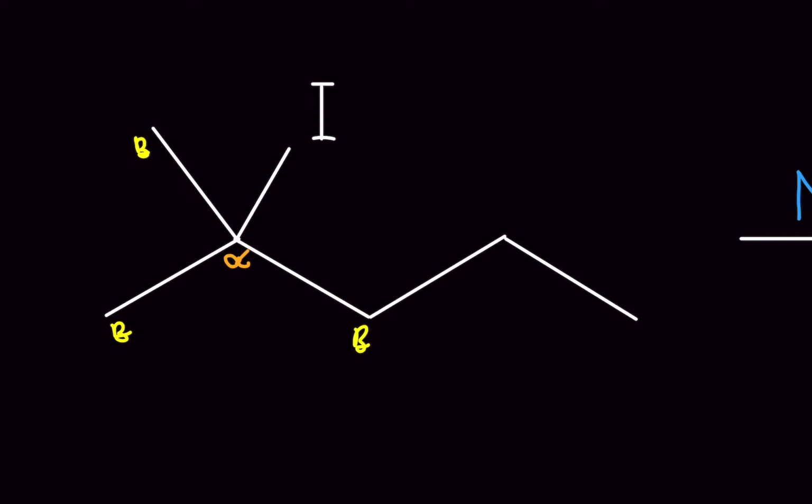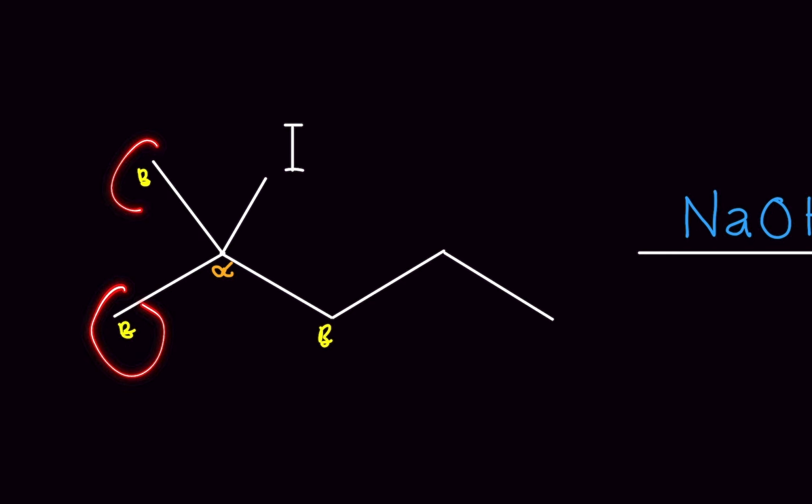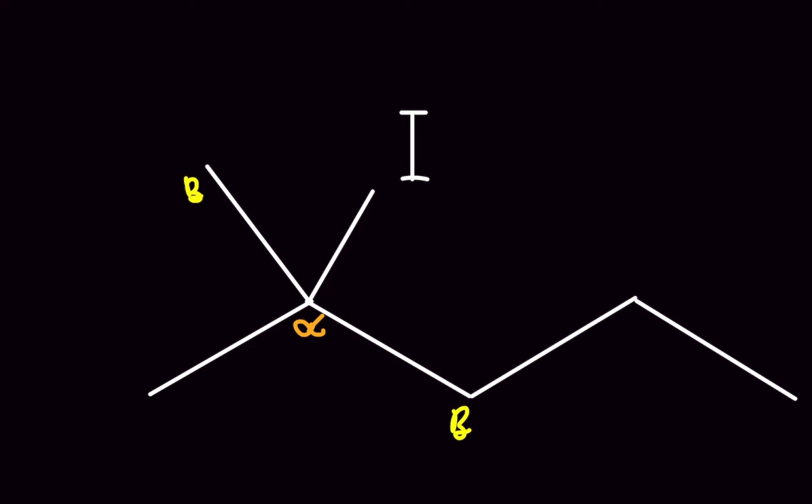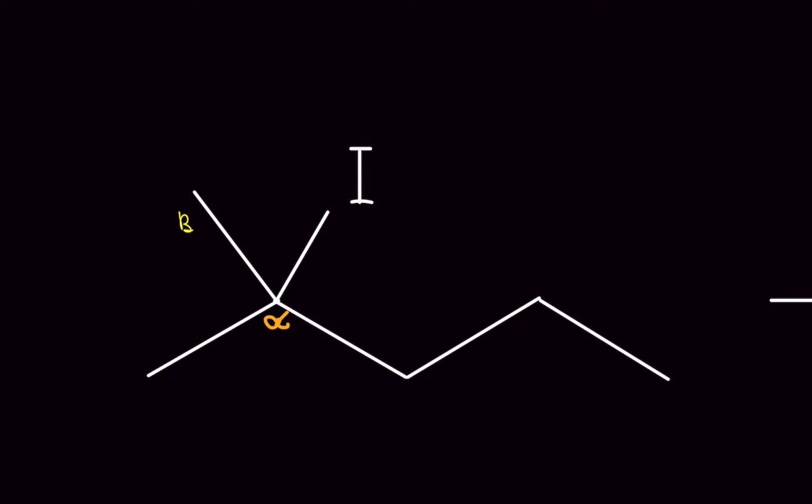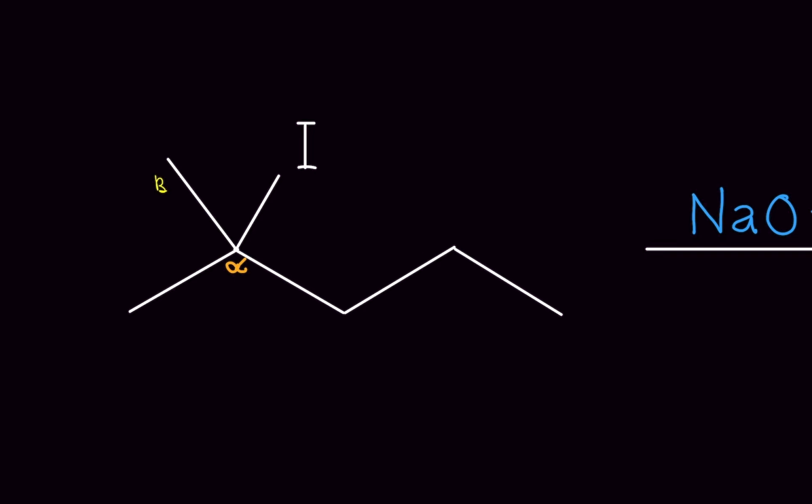You will notice that the beta carbons, this one and this one, are similar. So it really does not matter where I do the reaction. So let's do it on the top here. So we're going to use this beta carbon, and this beta carbon. Let's do this one first. So the beta carbon has the proton, which we're going to sacrifice.